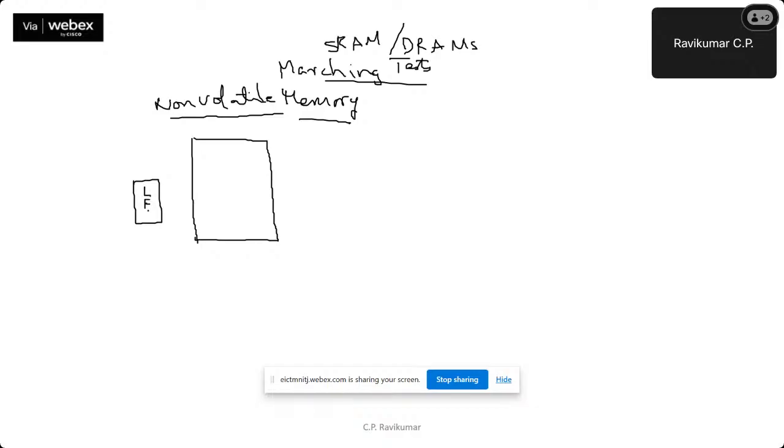We talked about an LFSR when we talked about logic based. LFSRs can help us in generating pseudo-random patterns, right? And as far as the address is concerned, we can use a counter. And to control the read write, we can use some sort of control logic.